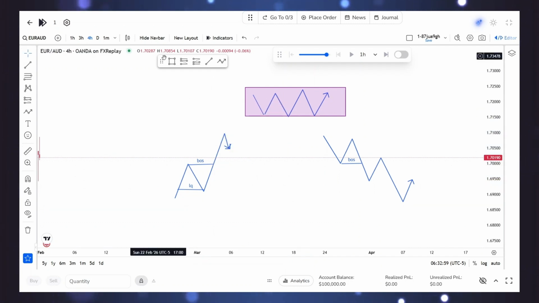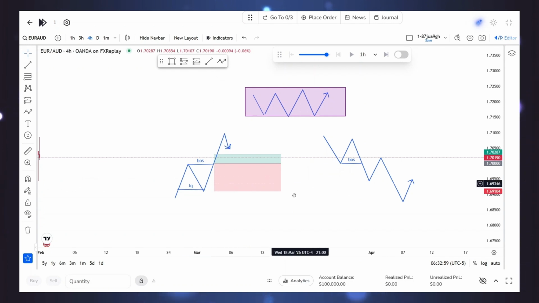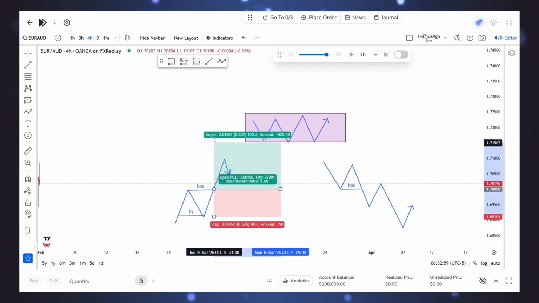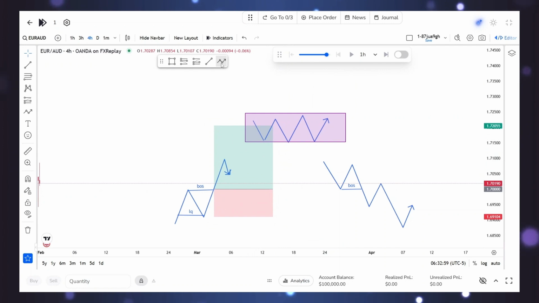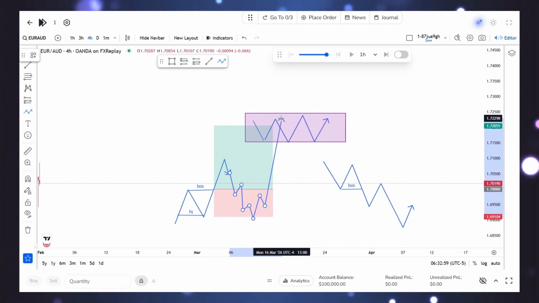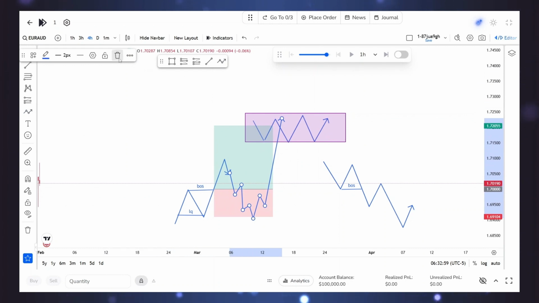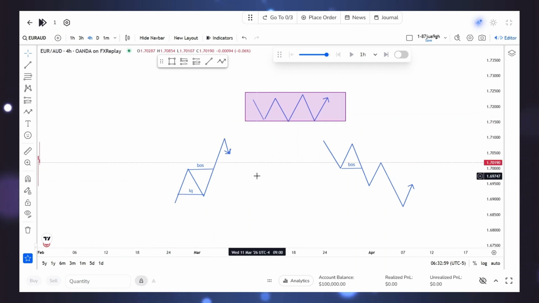Let me say you are targeting 1:2. You put your stop loss right here. You target 1:2 right there. Then the market breaks structure, goes into profits, comes back, takes you out, then goes back to your direction. We don't want to be in those situations.